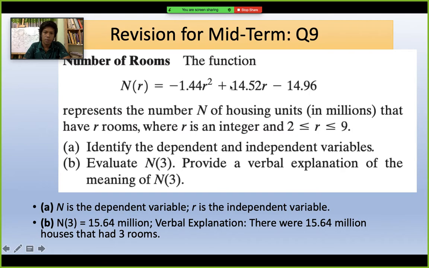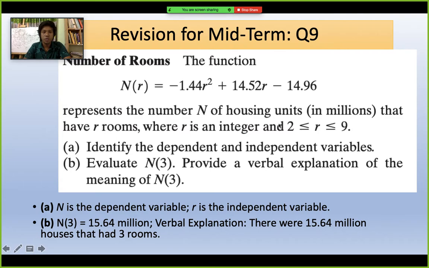So r is the rooms. So you put r equal to 3 here, then you do the calculation, then you will have the total number of houses where the number of bedrooms is 3. If you put 3, and if you put 2, that means how many bedrooms they have in that locality where the room is 2.